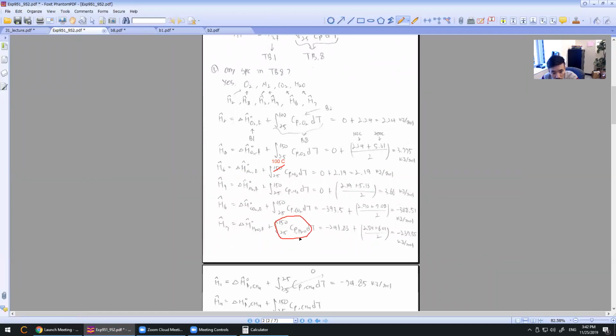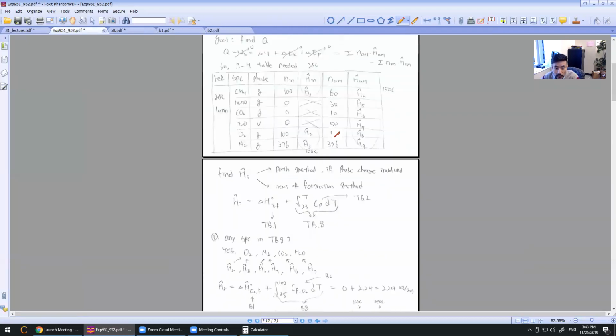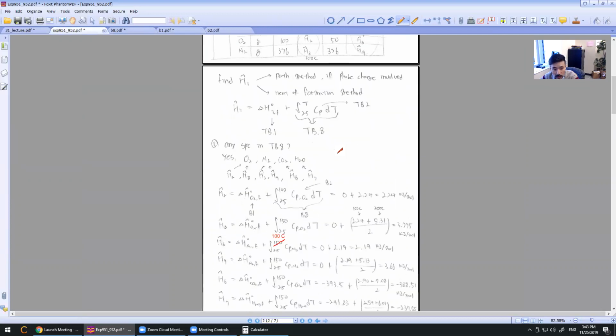This term, since we find this water in table B8, we're going to use the pre-calculated number, and then that is interpolation. So 100 and 200 divided by 2, the average. If you calculate overall, we find that H7 is negative 237.55 kilojoule per mole. Okay, the information we haven't found is H1, 4 and 5. Let's find these.